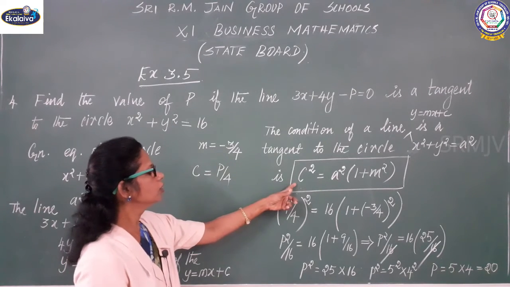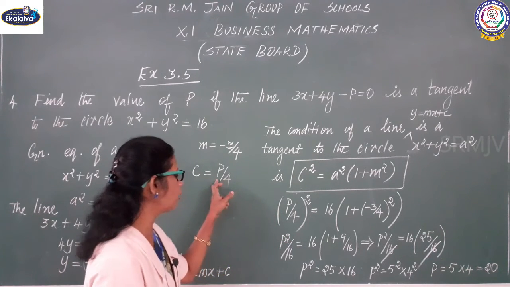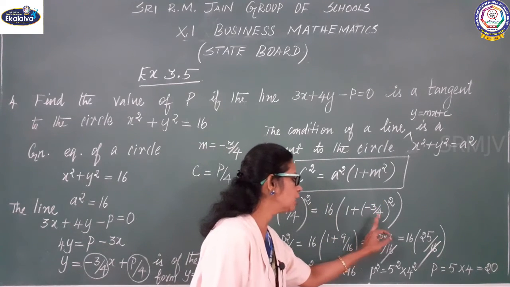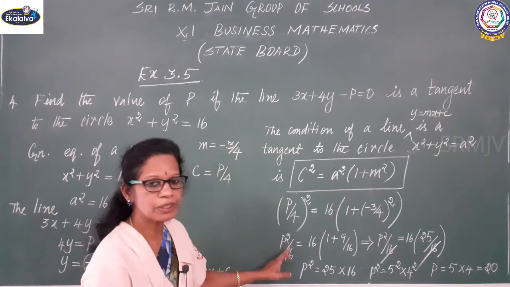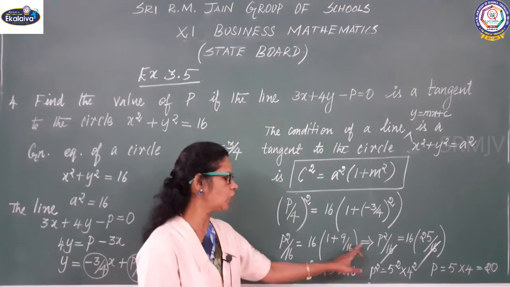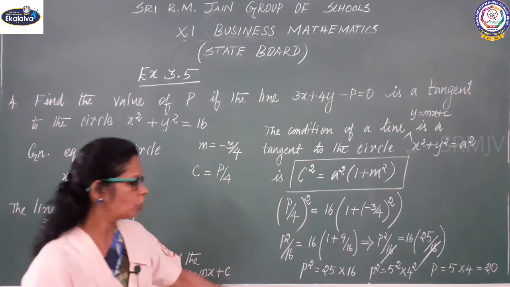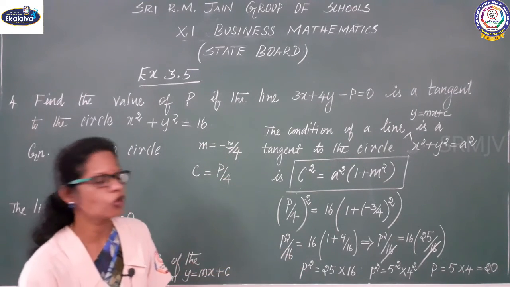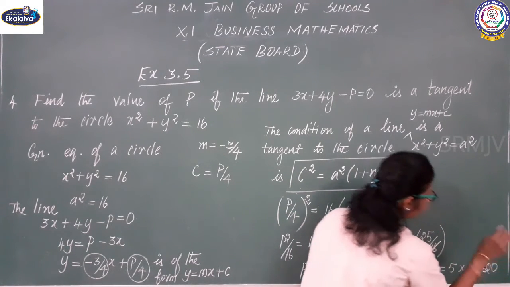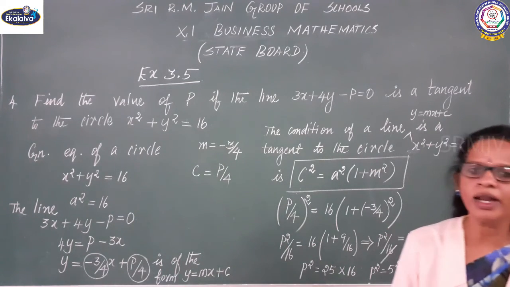The condition is c square equal to a square into 1 plus m square. C value is p by 4, p by 4 the whole square. A square is 16. M is minus 3 by 4. You substituted here. P square by 16 equal to 16 into 1 plus 9 by 16. P square by 16 equal to 16 into 25 by 16. You will get p is equal to 5 into 4. If you are taking the square root, you can use plus or minus. Got it, children? P value may be positive or negative.